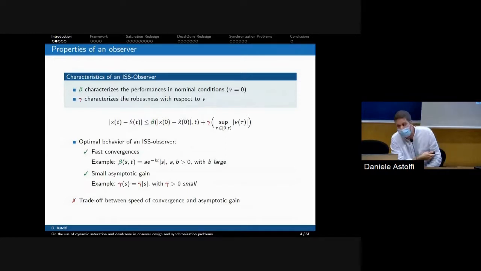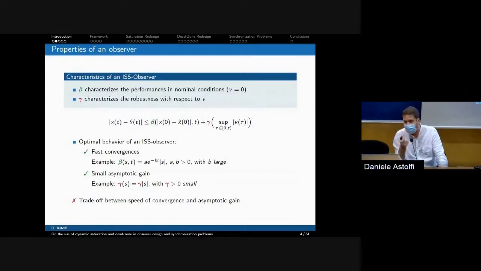And of course, what we would like to achieve for an ISS observer, and it would be the dream, is that beta is very fast. For instance, we may ask to have exponential convergence, and we would like the rate to be very large, so that we really converge very fast. And of course, we would like to have a small asymptotic gain. So if gamma, for instance, is taken linear, we would like this gamma bar to be a very small number.